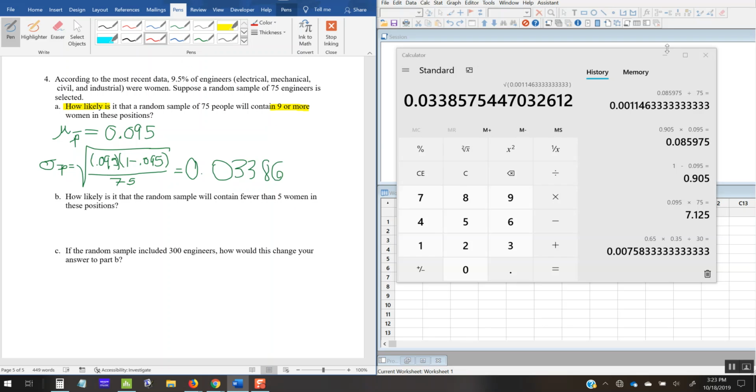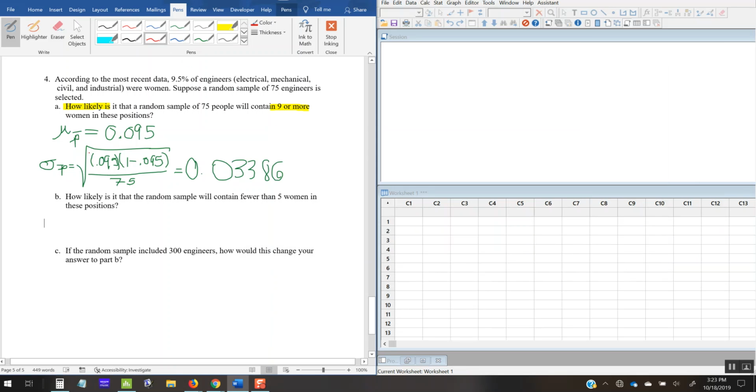Okay, so I'm all set up now. Now I can calculate some probabilities. I got my mean, got my standard deviation. So I want the probability that my proportion is greater than, because I'm looking at more than 9 out of 75. I'm going to have to calculate that before I can go any further.